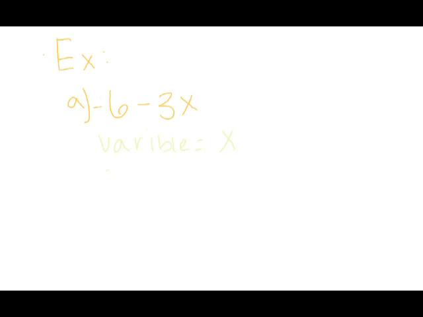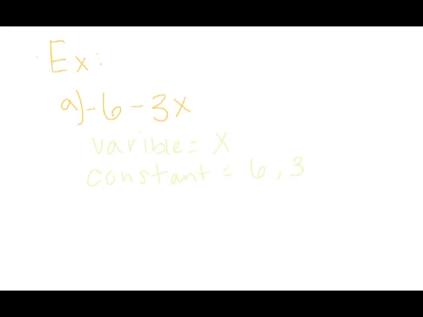Now let's find the constant. You remember the definition of the constant is a quantity of a value that does not change, which actually represents any numbers that are actually shown. What numbers are actually showing? The numbers that are showing are 6 and 3. Those two numbers are actually your constants. These numbers never actually change.